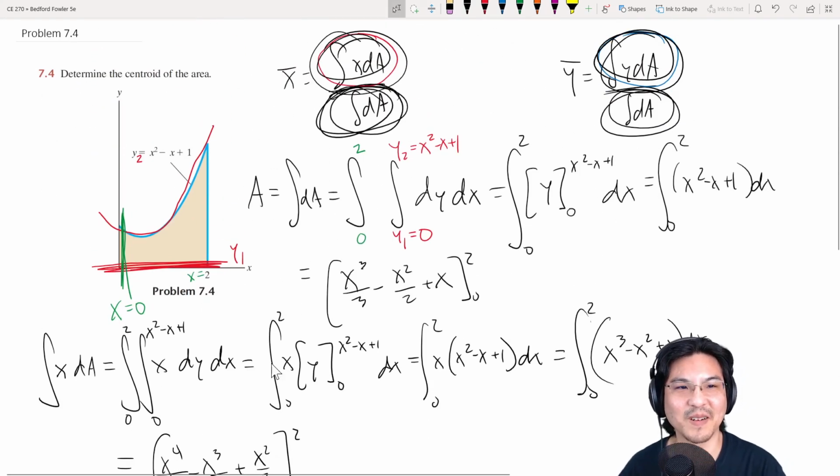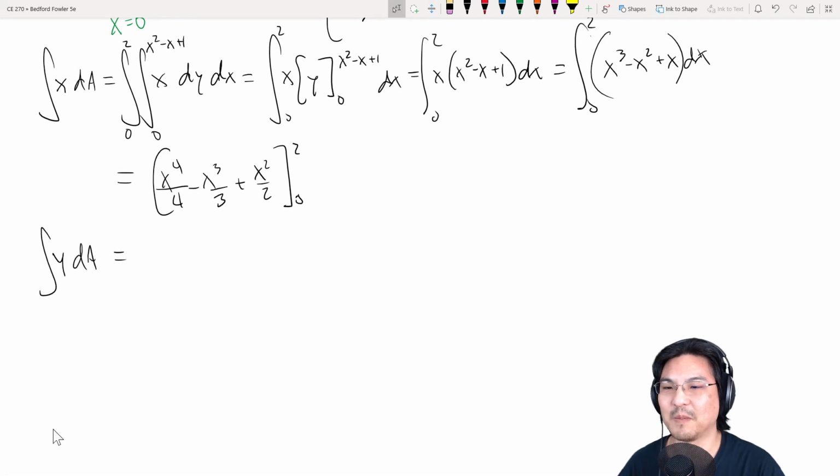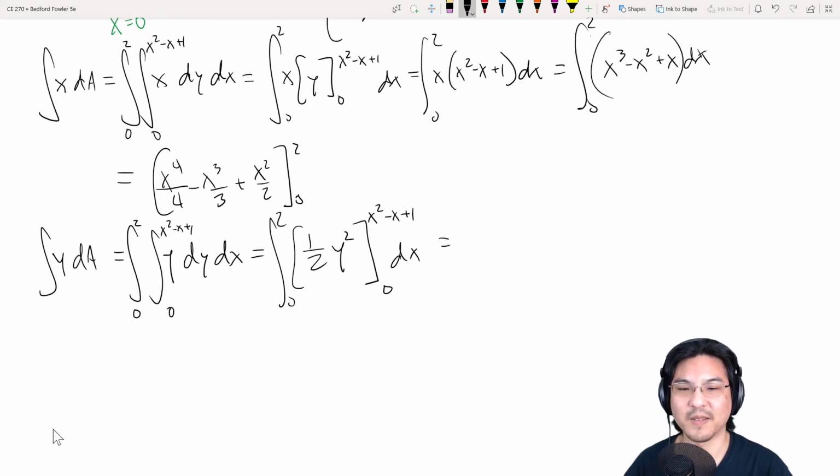Last one, let's try this one here. The numerator for the y component of the centroid. So same, right? We're just going to split up dA into dx dy, and then recycle the limits of integration. Okay, let's integrate this. y dy is half y squared from here to here. All right, let's evaluate this.